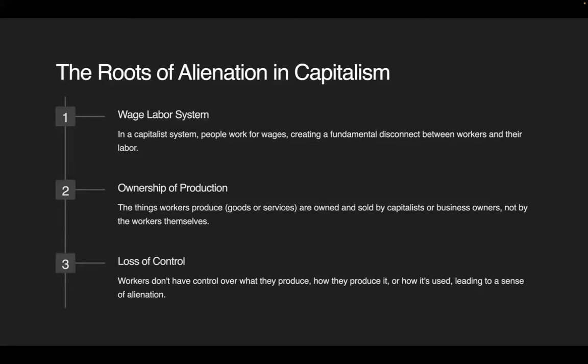Secondly, the things workers produce, whether goods or services, are owned and sold by capitalists or business owners or bourgeois, and not by the workers themselves. And thirdly, workers don't have control over what they produce or how the product is used, leading to a sense of complete detachment. And that is termed as alienation.